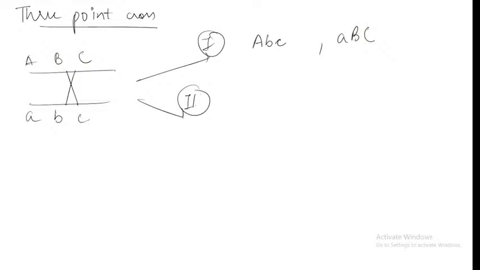Okay, yes, it would be capital A, capital B, small c, and small a, small b, and capital C, right? So this would be the second resultant. This is our single crossover 1. This is our single crossover 2.